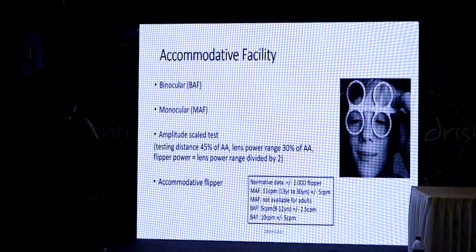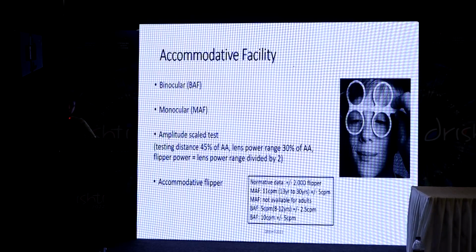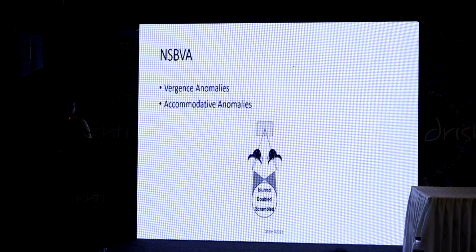Accommodative facility is done both binocularly and monocularly, usually done with an amplitude scale test. That is, the testing distance should be 45% of the amplitude of accommodation. The lens power, the flipper power, should be 30% of the amplitude of accommodation. So the flipper power is basically the lens power divided by 2. And then with these accommodative flippers, you check against the age whether they fall into the normative data, and how many cycles per minute they flip is what you quantify them for.